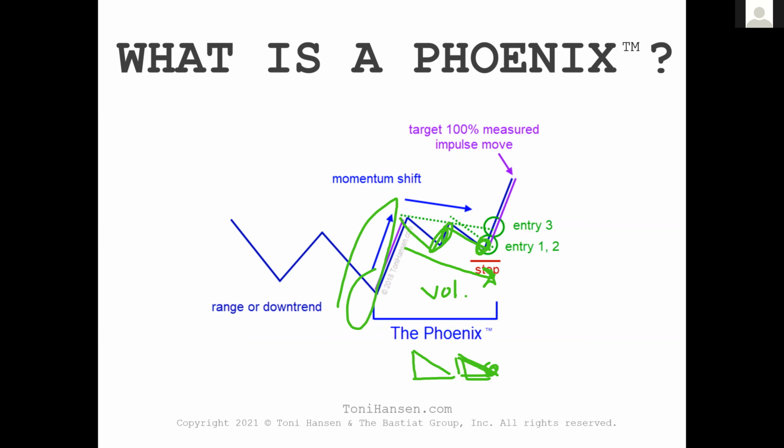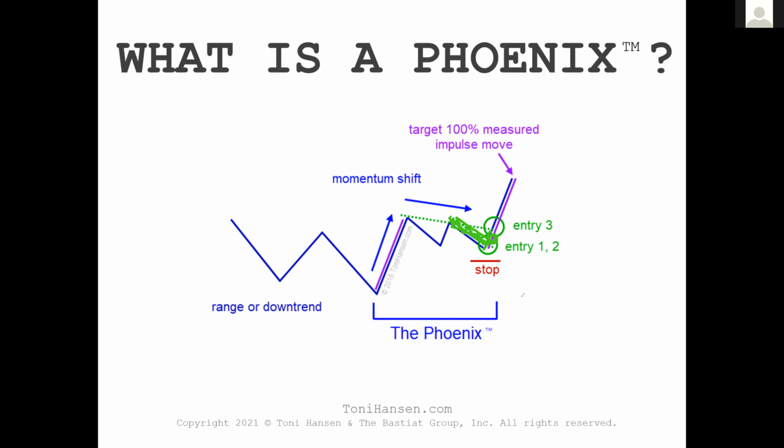Now you'll notice I've got a couple of entry points marked here. This is because the main entry that we're going to be using is the break of the second pullback here to the upside. Now, there can also be smaller little bases that happen in there.